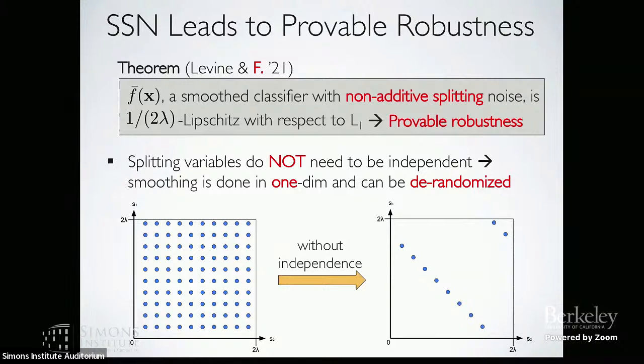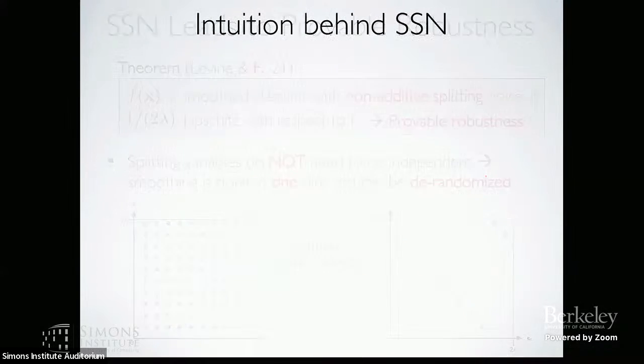It may not seem like a big deal going from 2 dimensions to 1 dimension, but think about images in ImageNet with 100,000s of dimensions. Effectively, we reduce the smoothing to be done in 1 dimension and also provide deterministic guarantees for us. So where does this come from? That is the main property that we have here.